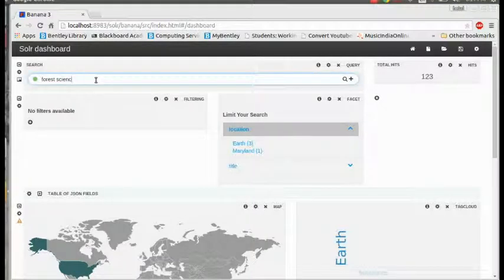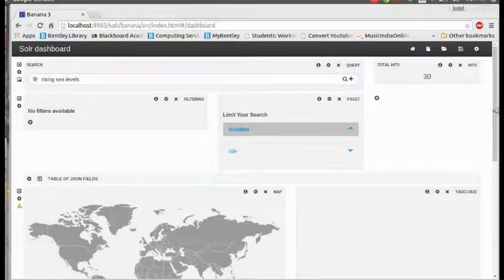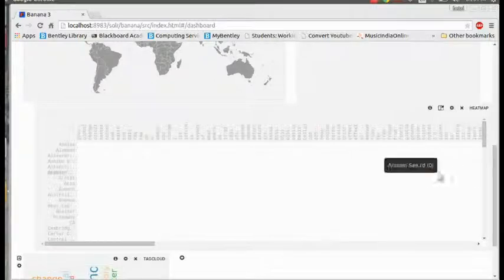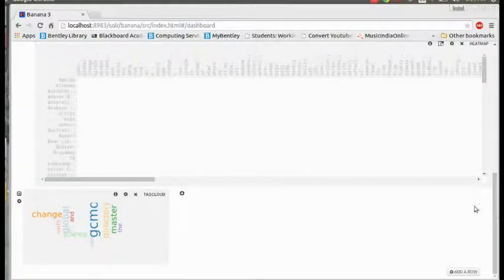Now with respect to the fourth query, we have rising sea levels. So we search and we get 30 documents, and here we have created a separate tag cloud panel which displays information with respect to the title. So GCMD contains more information about the rising sea levels. So the tag cloud has given it more weight and it is displayed in a larger font.